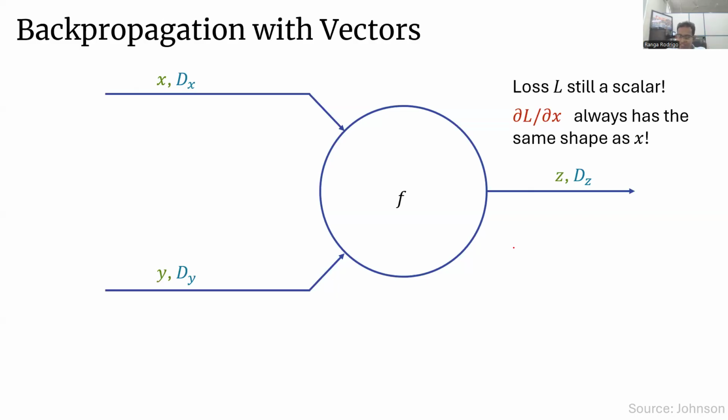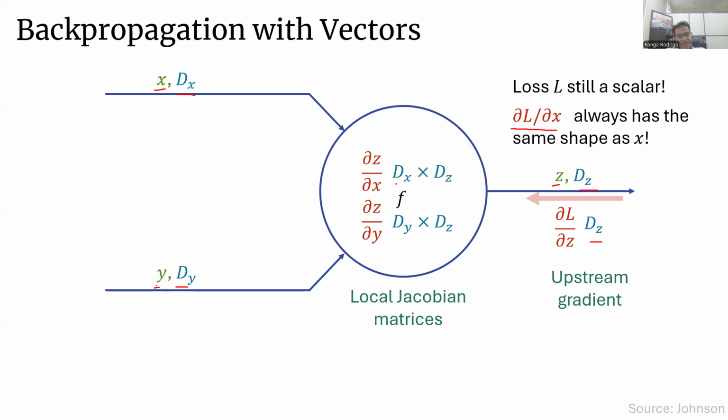Okay, so let's see backpropagation with vectors. So z is the output vector. Its size is dz. X is an input vector. Size is dx. Y is an input vector. Size is dy. The loss is a scalar. So the partial derivative of L with respect to x always has the same shape as x, that we have to remember. So the upstream gradient will have the shape of z, and these are the local gradients, the Jacobians. Z with respect to x, dx by dz shape. Z with respect to y, dy by dz size.